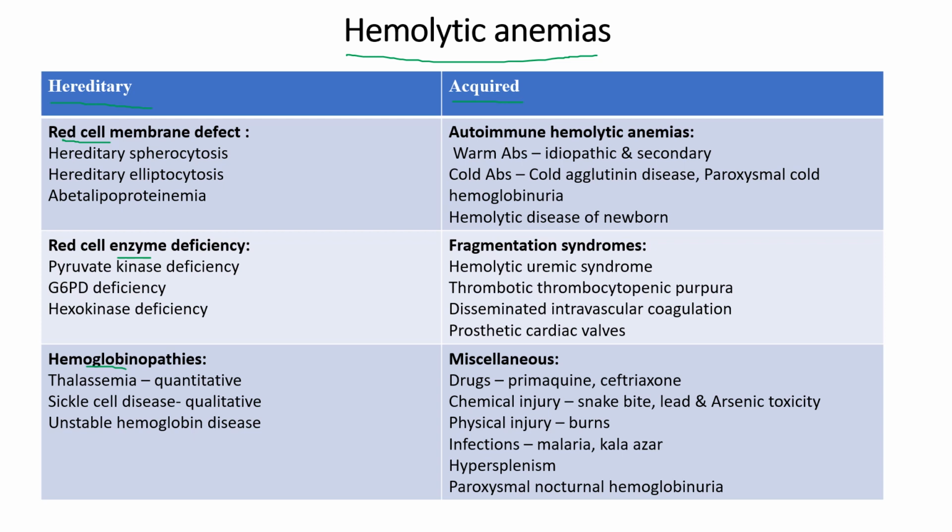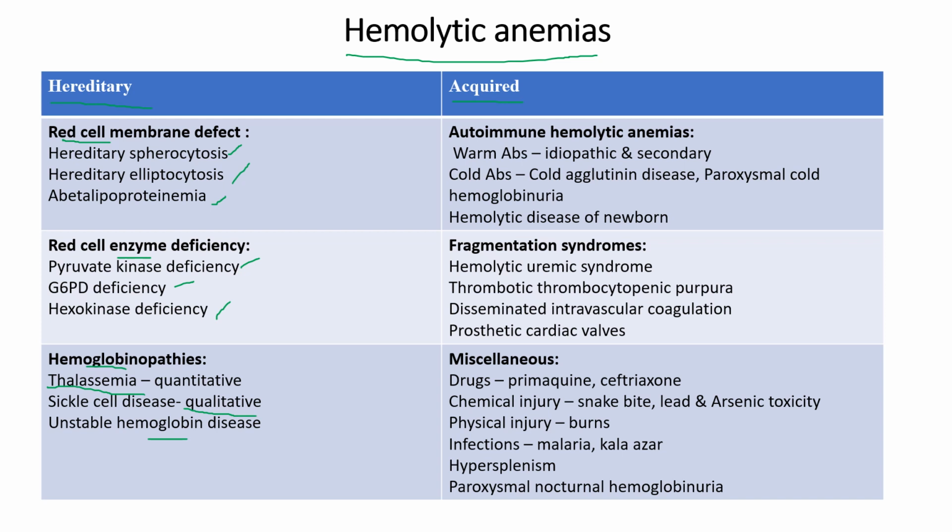In red cell membrane defect, we have hereditary spherocytosis, elliptocytosis, and abetalipoproteinemia. In enzyme deficiency, we have G6PD deficiency, pyruvate kinase deficiency, and hexokinase deficiency. In hemoglobinopathies, we are going to discuss thalassemia today, which is a quantitative hemoglobinopathy, and sickle cell disease, which is a qualitative hemoglobinopathy, and unstable hemoglobin disease.